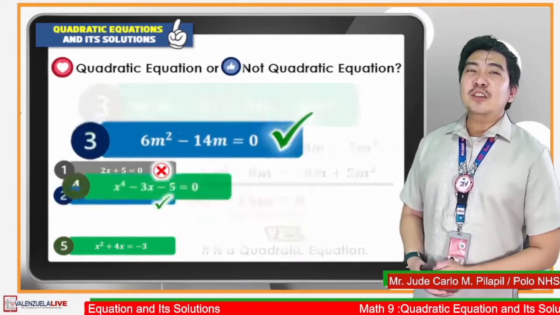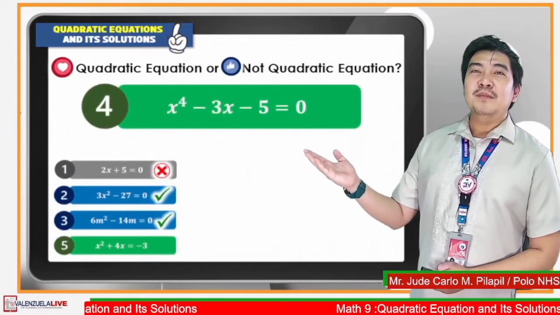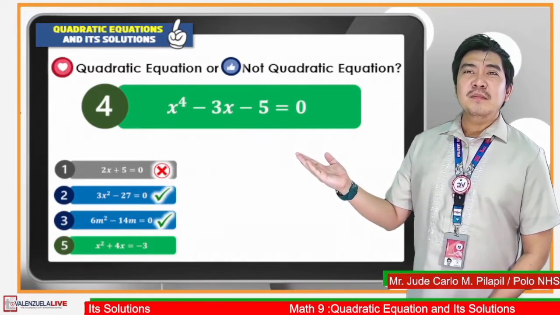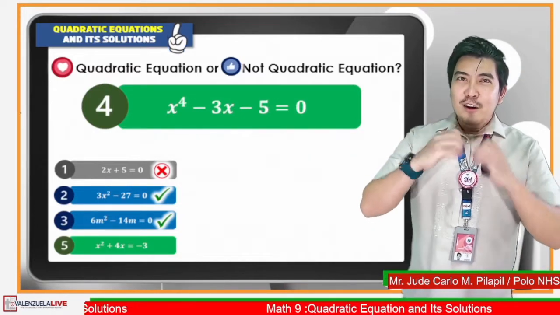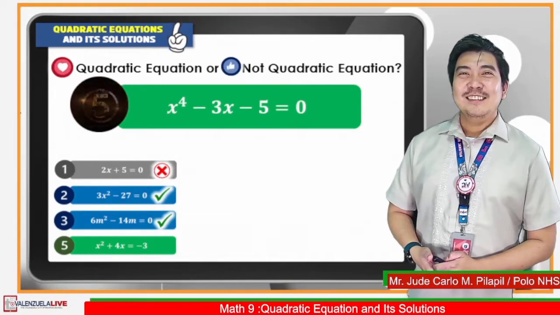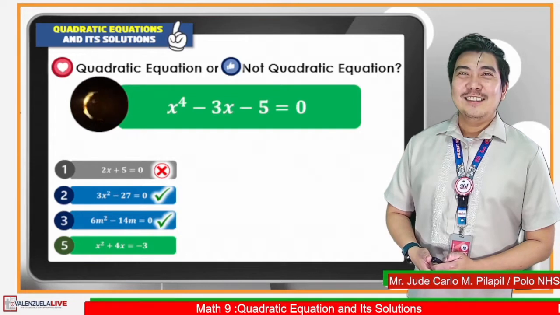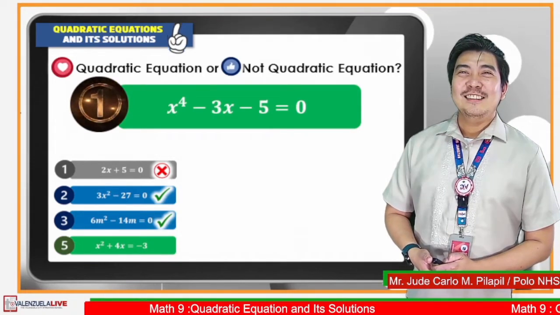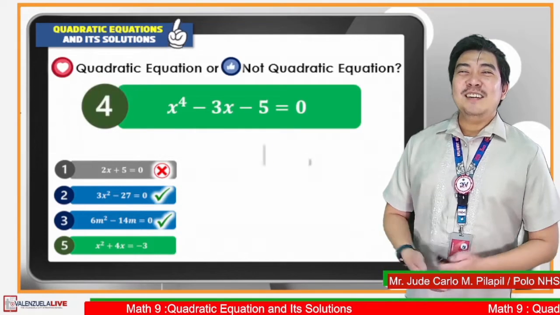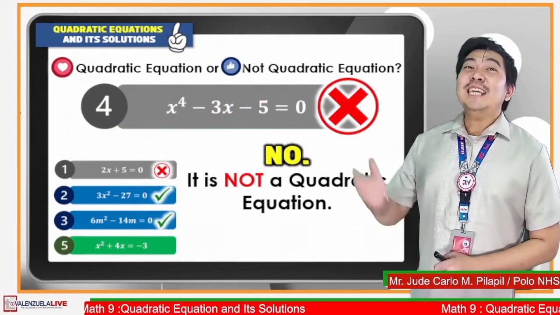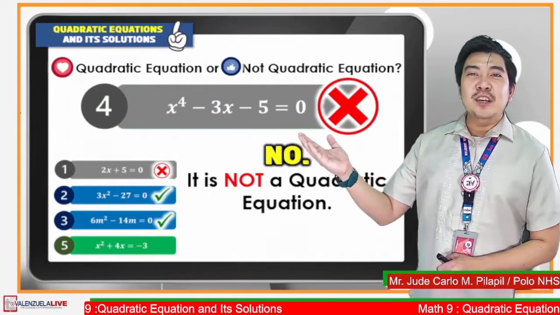Observe the structure of the next equation. Is the fourth item a quadratic equation? Is it a heart or like react? Amazing! It is not a quadratic equation since the highest degree of this equation is 4.